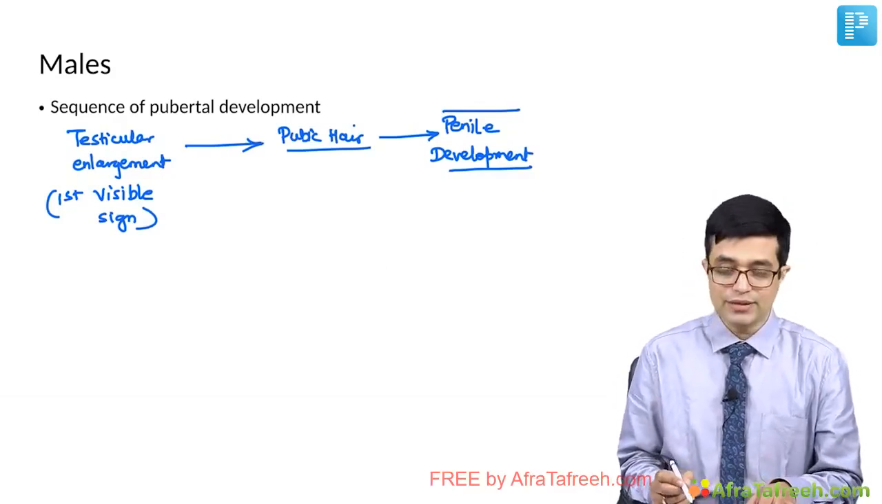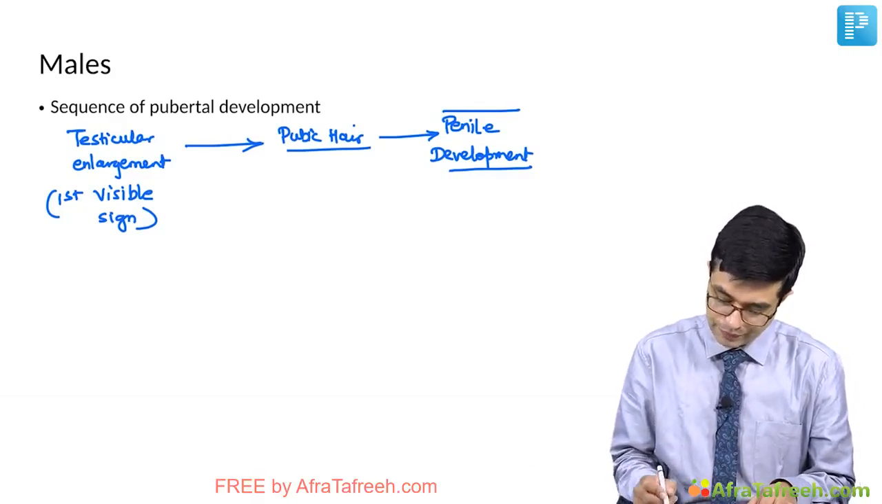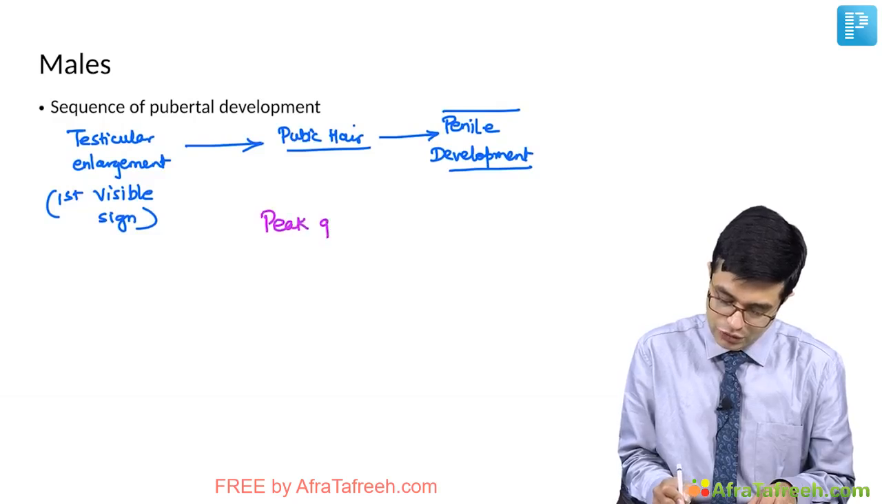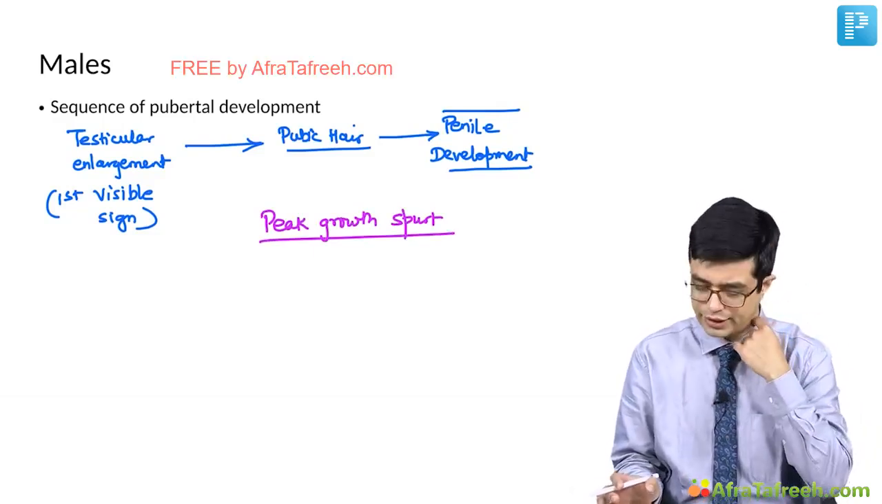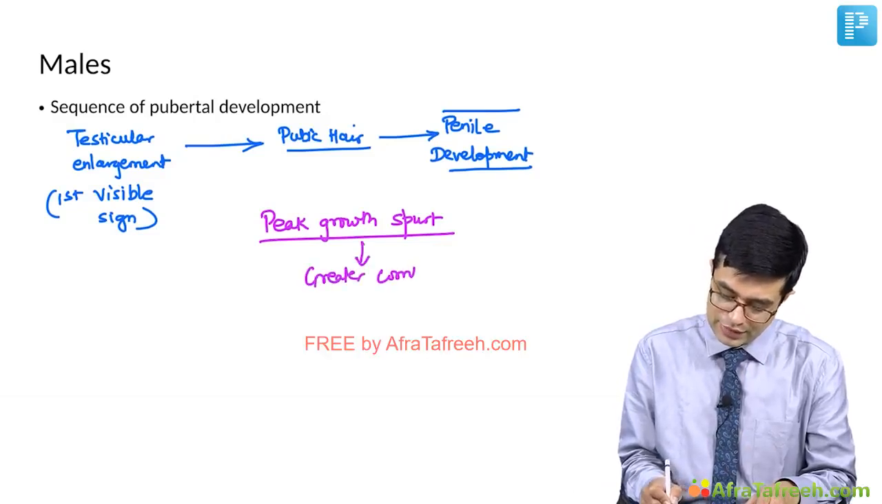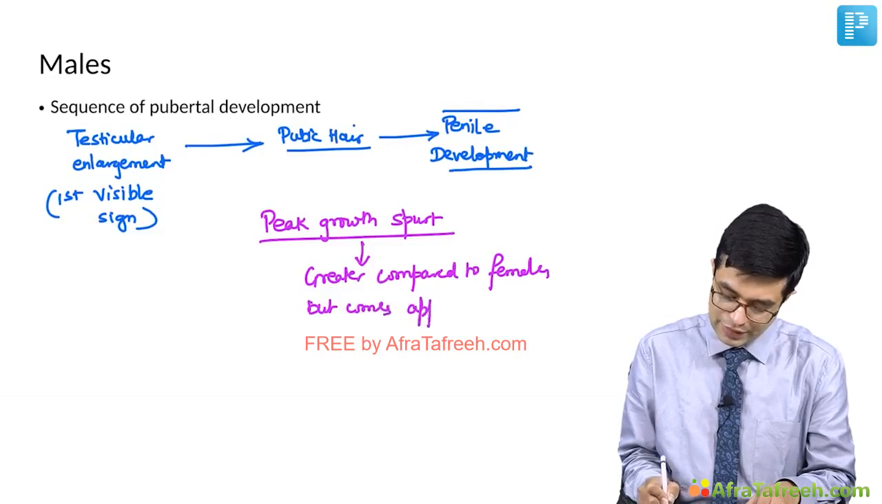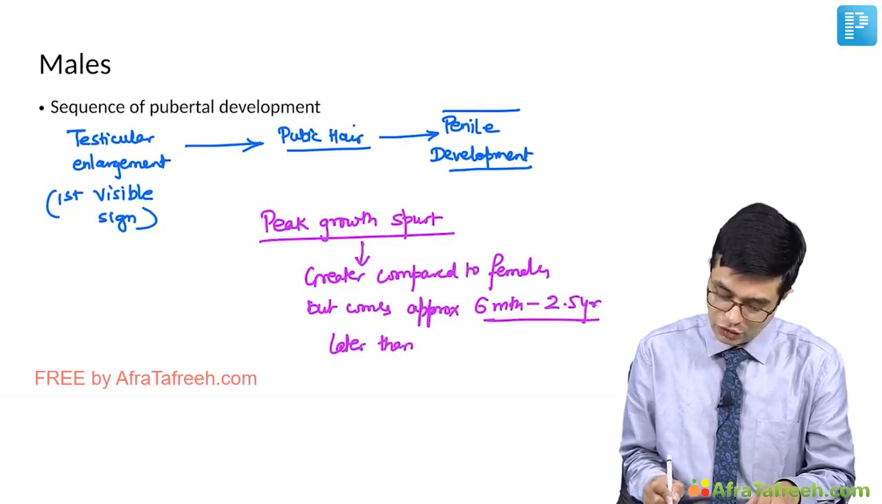Now in males, you need to understand that the peak growth velocity or peak growth spurt cannot be as easily predicted as in females, where it occurs just a few months before menarche. Peak growth spurt in males is greater compared to females, but comes approximately 6 months to 2.5 years later than in females of the same age.